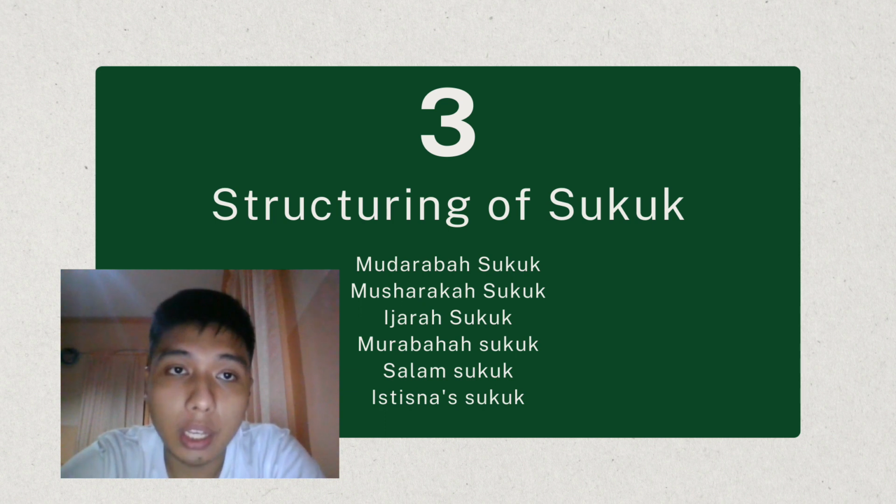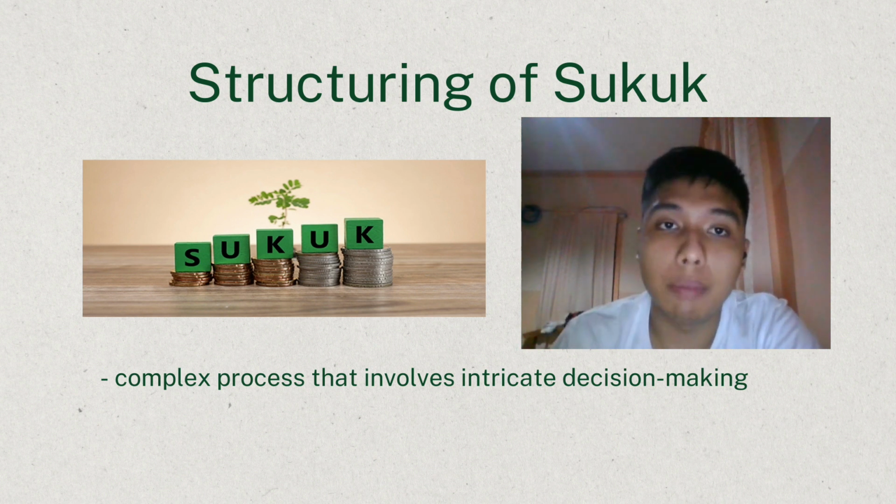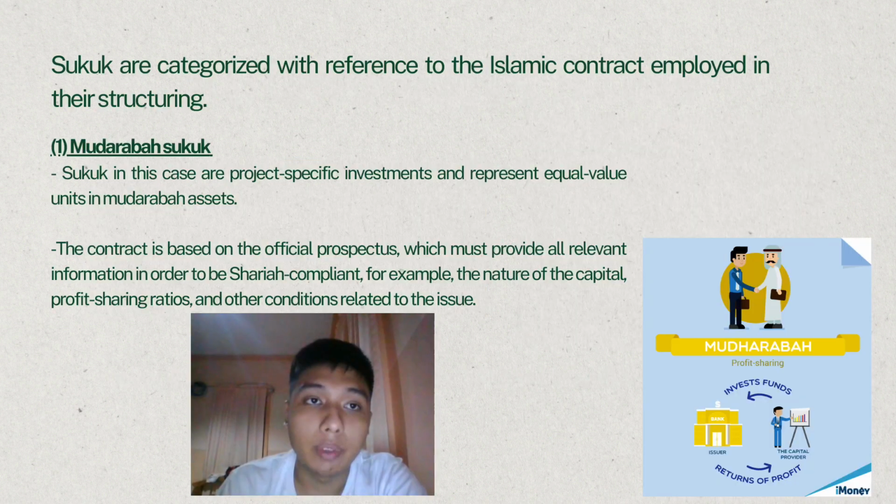So let's proceed to the structuring of Sukuk. The structuring of Sukuk is a complex process that involves intricate decision making. So let's see the first kind of Sukuk, which is the Mudaraba Sukuk. Sukuk in this case are project-specified investments and represent equal value units in Mudaraba assets. The contract is based on the official prospectus, which must provide all relevant information in order to be Sharia compliant.